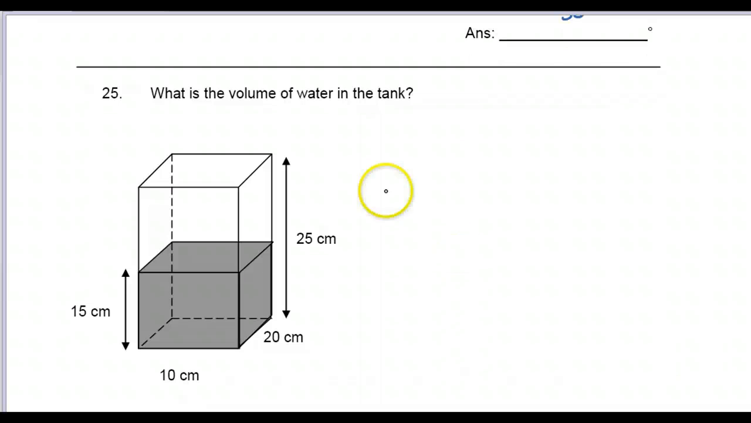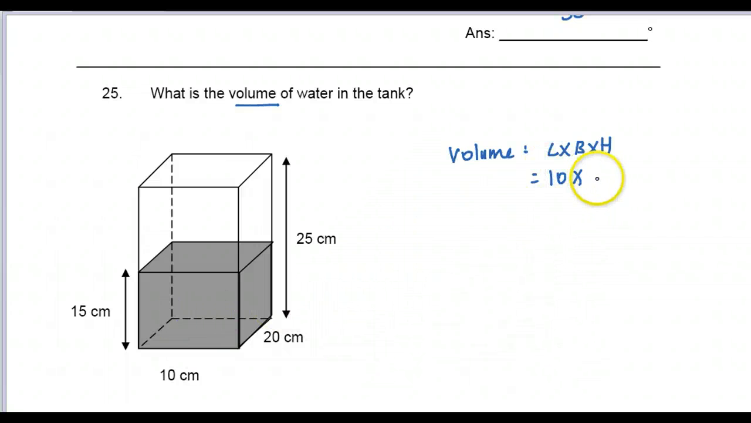Question 25. What is the volume of water in the tank? How to find volume? It is length times breadth times height. To find the volume of the water in the tank, I think my length is 10, my breadth is 20, and my height is 15. So length times breadth times height, I will get 3000 cm cubed.